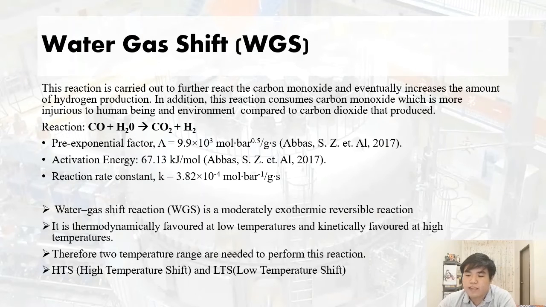The products from the SMR reactor next move on to the next stop, which is the water gas shift reactor. As we can see, there is only one reaction occurring in WGS, and it further reacts the carbon monoxide into carbon dioxide and hydrogen. This eventually increases the amount of hydrogen production and decreases the release of carbon monoxide gas. This is an important consideration as carbon monoxide is more harmful to humans and the environment compared to the carbon dioxide that was produced. The pre-exponential factor and the reaction rate constant were obtained using the same method as in SMR.